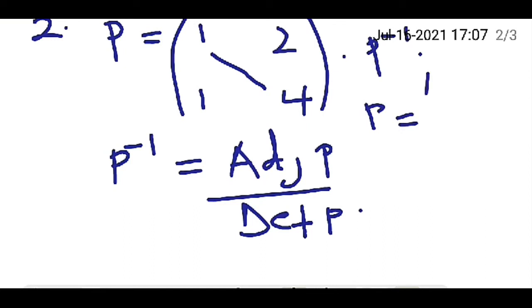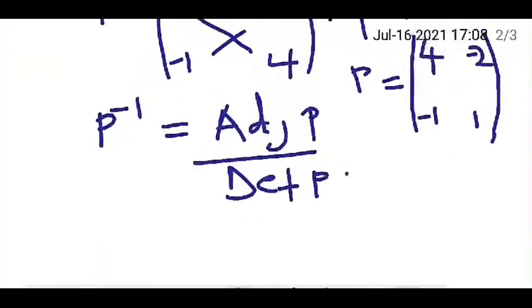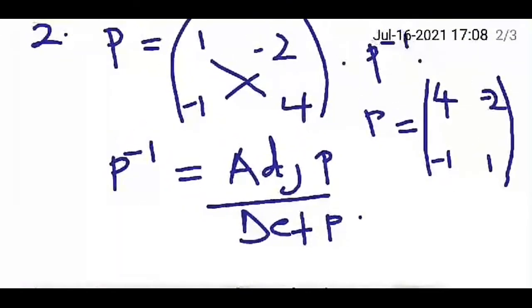When you interchange the positions, you'll have 4 up, and then 1 here. Then when you change the signs of these two also, you end up with negative 2 and negative 1. So 4, negative 2, negative 1, 1 is the adjoint. What about the determinant?